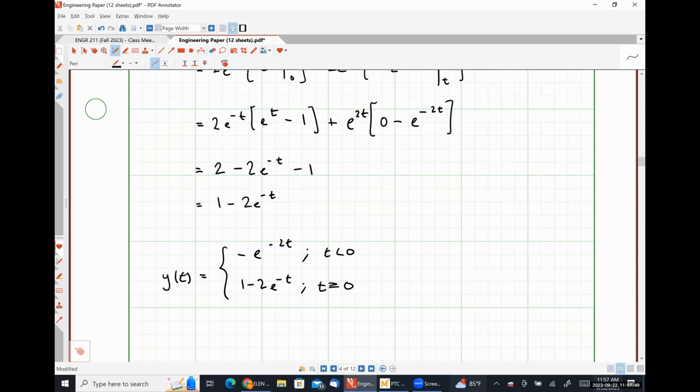Yes, sir. Plot that out. That would be envelope of the graph.